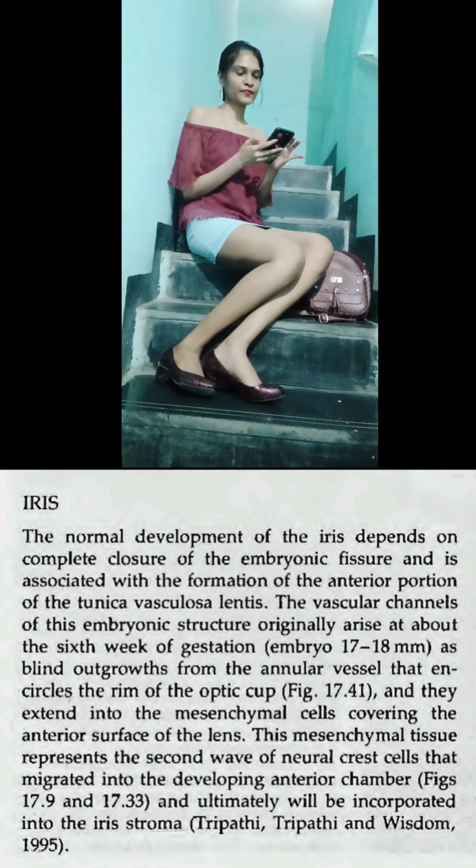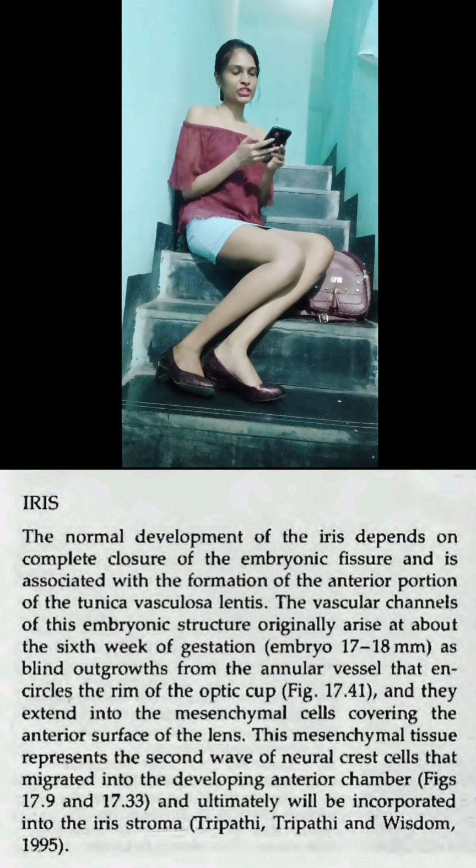Development of iris. The normal development of the iris depends on complete closure of the embryonic fissure and is associated with the formation of the anterior portion of the tunica vasculosa lentis. The vascular channels of this embryonic structure originally arise at about the 6th week of gestation, when the embryo length is around 17 to 18 mm, as blind outgrowths from the annular vessels that encircle the rim of the optic cup, and they extend into the mesenchymal cells, covering the anterior surface of the lens.